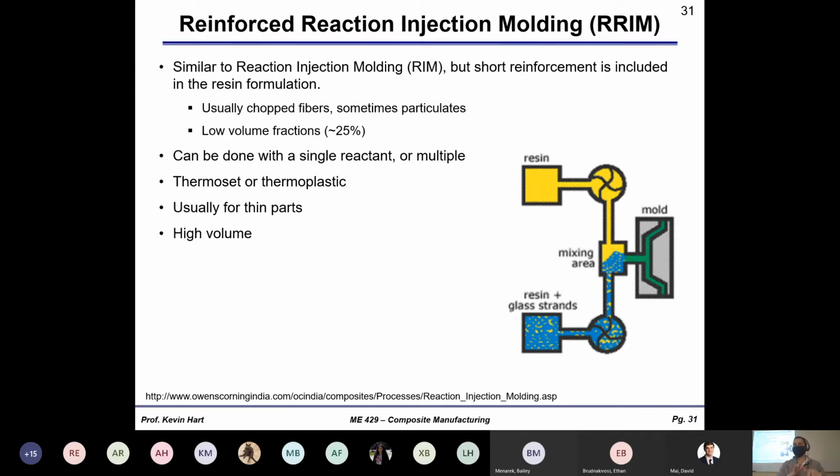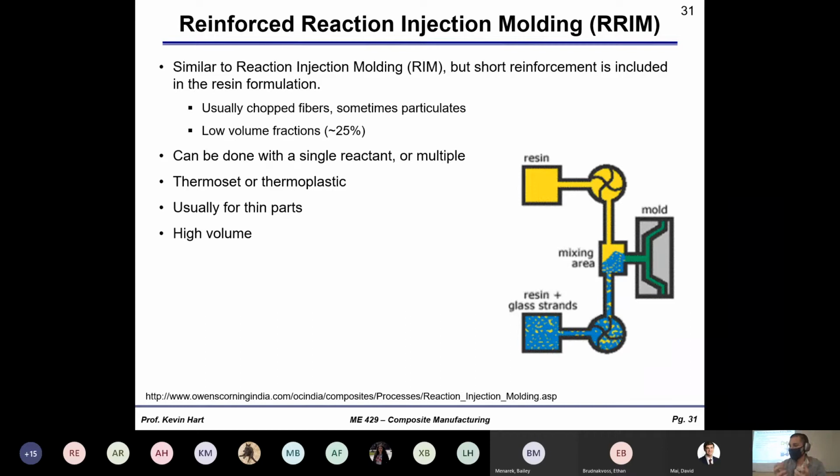The problem is that you really are limited on the volume fraction that you can achieve. And that's because you've got this short fiber reinforcement that is mixed in with the resin. And if you're talking about an injection process where you have already a moderate viscosity resin, and then you're adding a bunch of particulates to that, the viscosity of that resin and fiber mixture is going to be astronomically high.